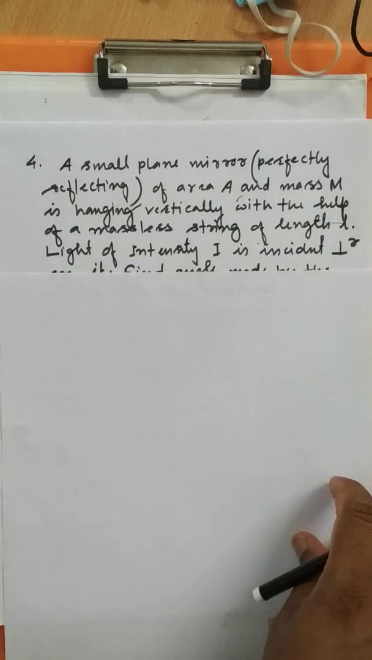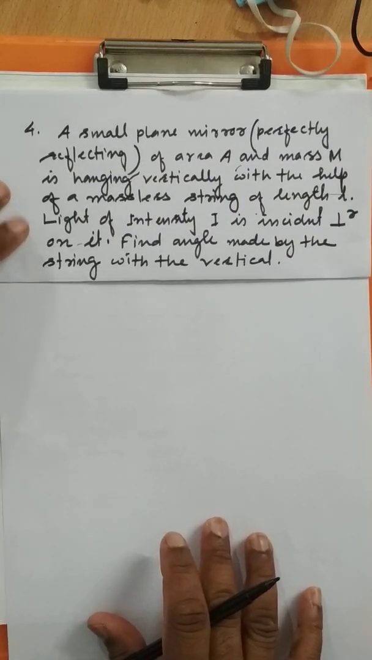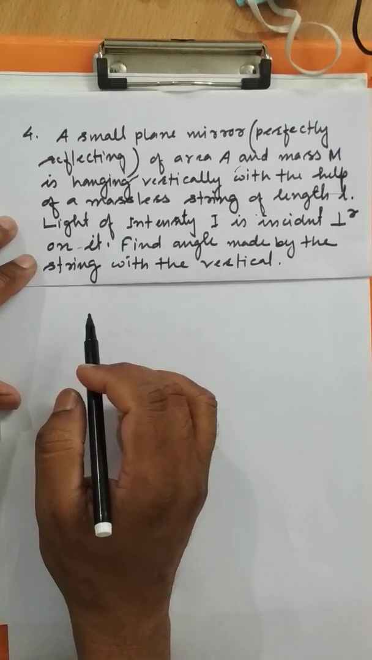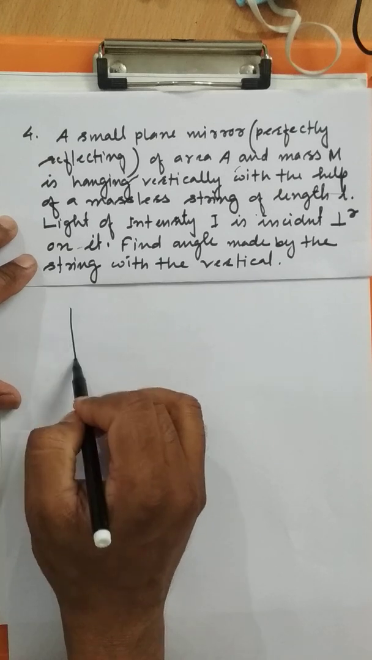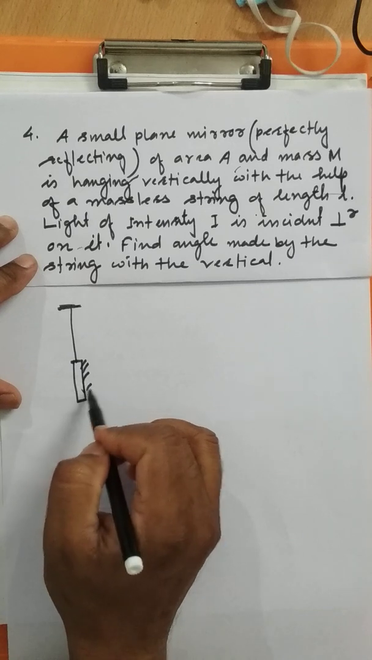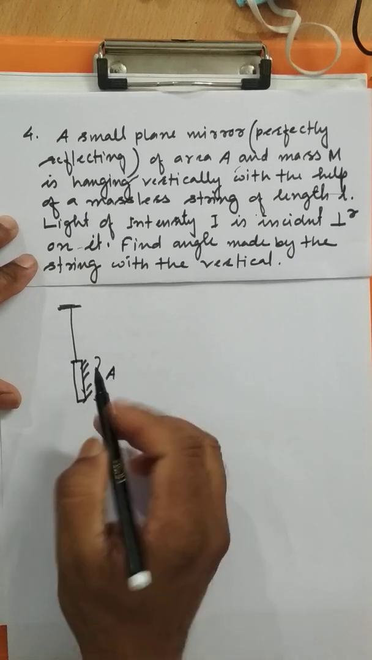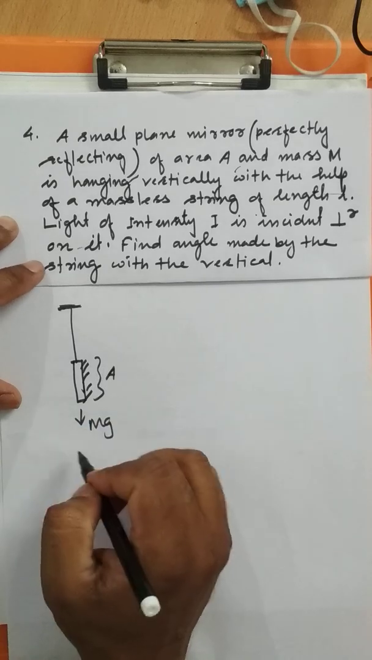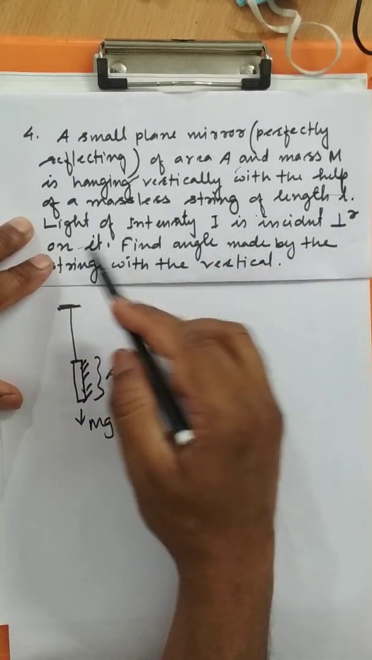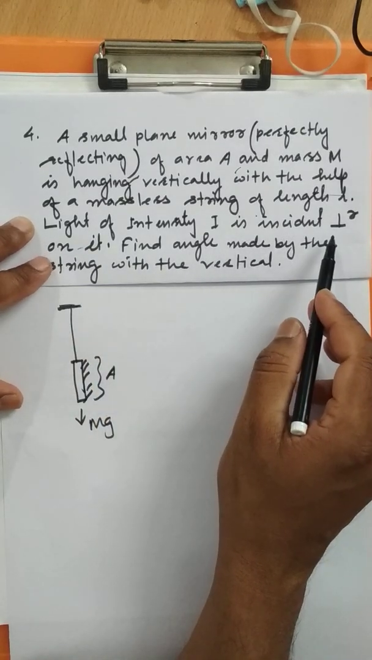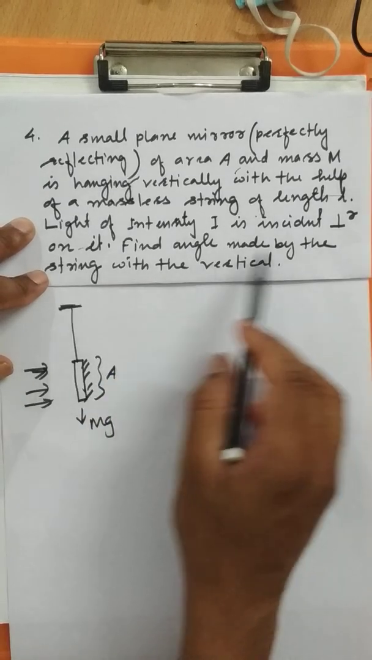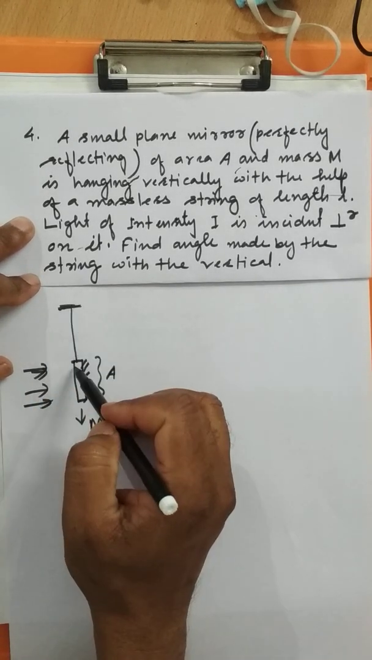Another question. A small plane mirror, perfectly reflecting mirror of area A and mass m is hanging. So there is a mirror which is hanging from here, and the area of the mirror is A, mass of the mirror is m, so mg will be acting in the downward direction with the help of a massless string. The string is massless. Light of intensity I is incident perpendicularly on it. Light is falling on it, radiation is falling on it. Find the angle made by the string with the vertical. How much angle the string?